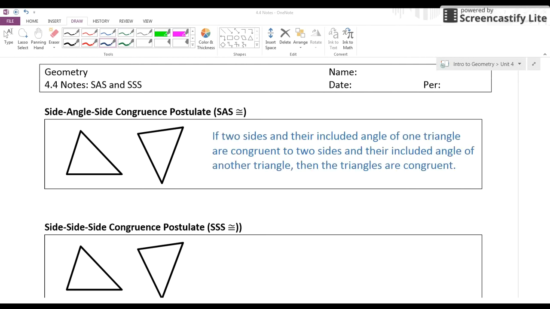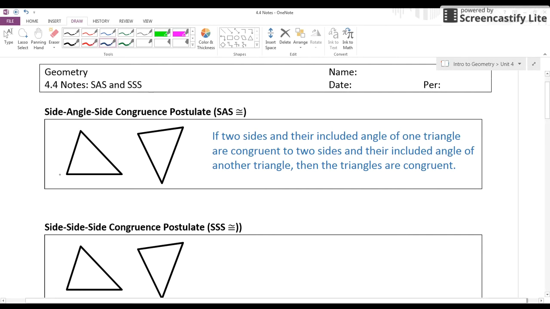Okay, so this side angle side congruence theorem tells you exactly what you need. You need 2 sides and an angle. What's special about this is it has to be 2 sides and their included angle of one triangle, and 2 sides and the included angle of another triangle. They must be congruent. So you want to make sure you write that down. And let's take a look at what I mean by included angles.